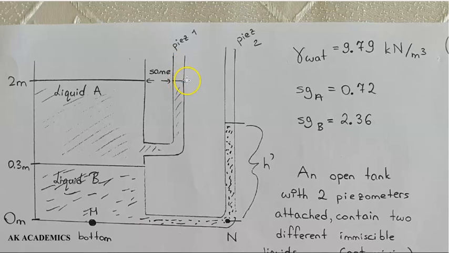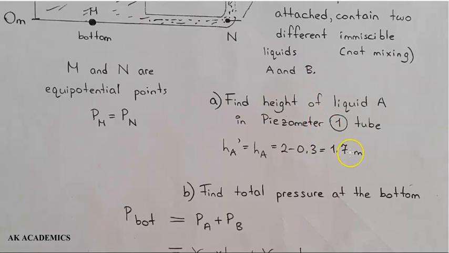the height of liquid A in this piezometer will be equal to, since we know this liquid is from this 0.3 to this particular point, the height of this liquid in the piezometer will therefore be 2 meters here minus 0.3, because this height is at the same height of the 2 here. So you can just say 2 minus 0.3 will give us a height of liquid in piezometer 1, and that gives us 1.7 meters, just like we do have here.